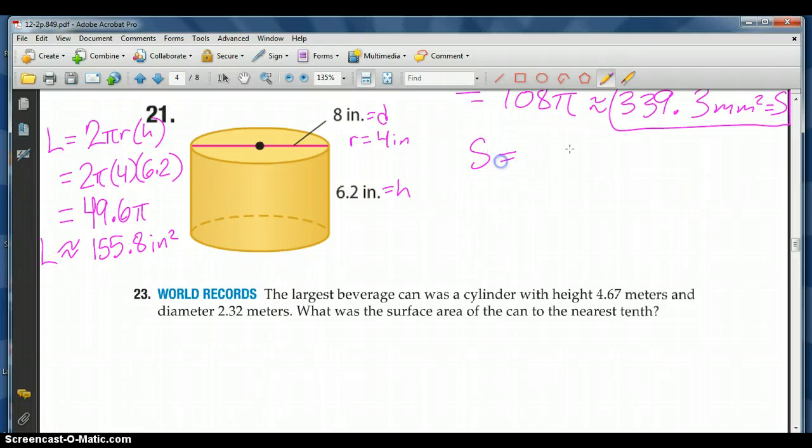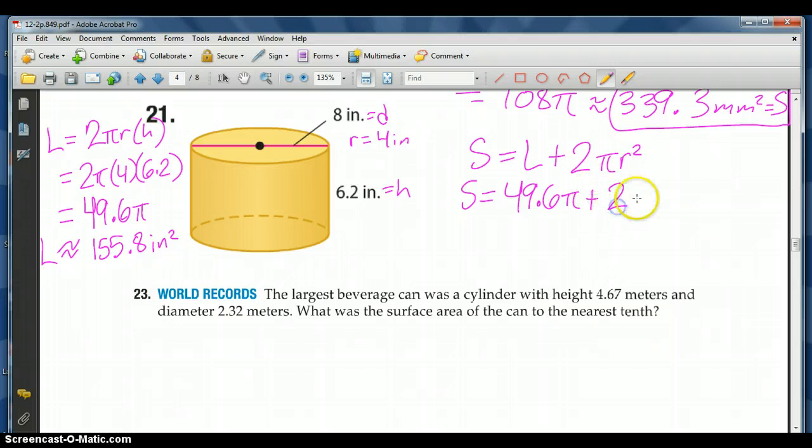Surface area is lateral area plus 2 times the area of the base, where the base area of a circle is pi r squared. So my lateral area is 49.6 pi plus 2 pi, and radius is 4, so 4 squared here.